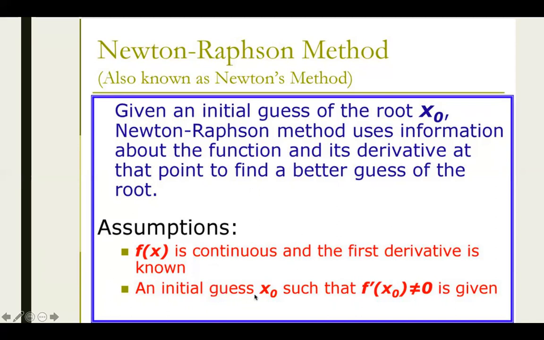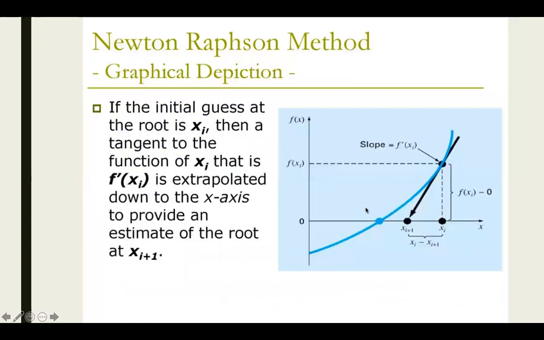Then we require an initial guess x naught, and the initial guess should be such that f dash, the derivative of the function f of x, should not be 0 at x naught. That is the condition, or the requirement.